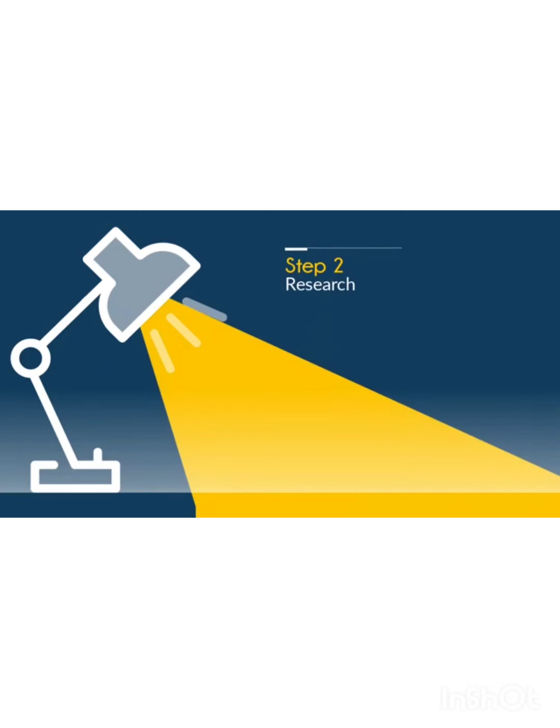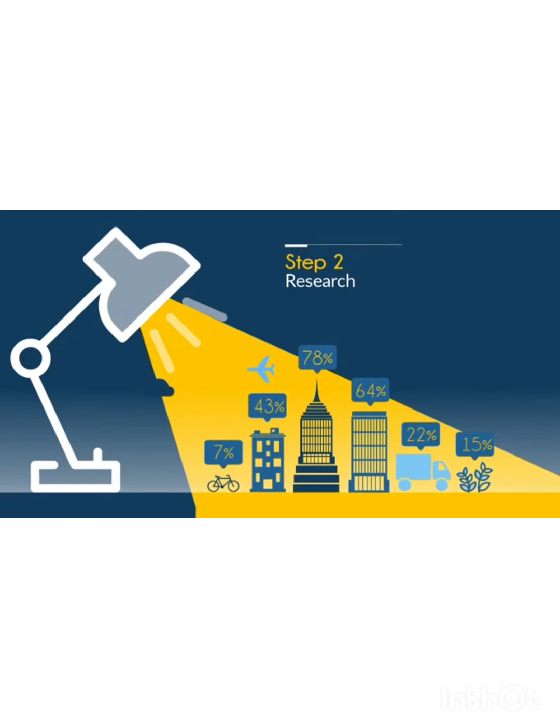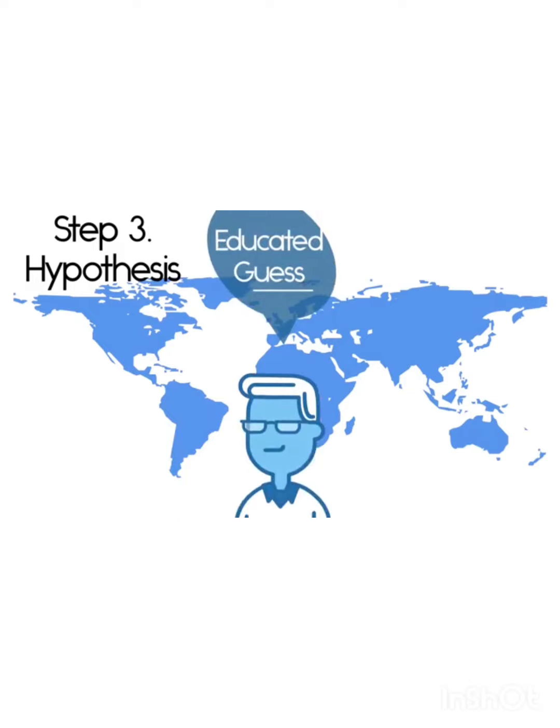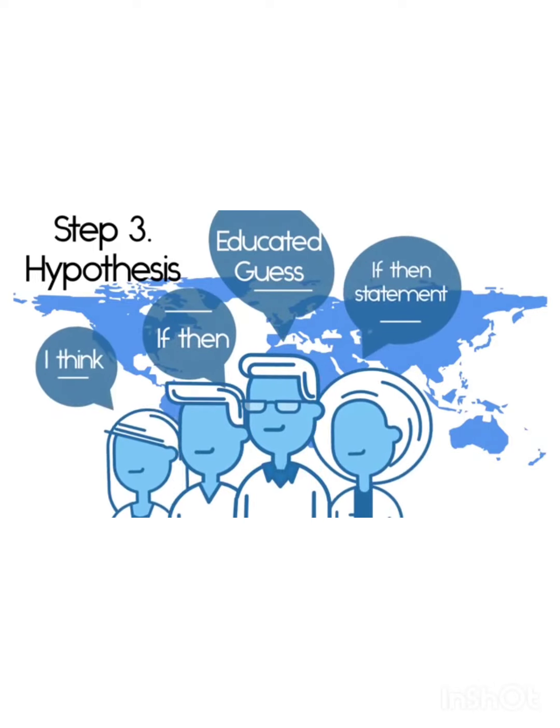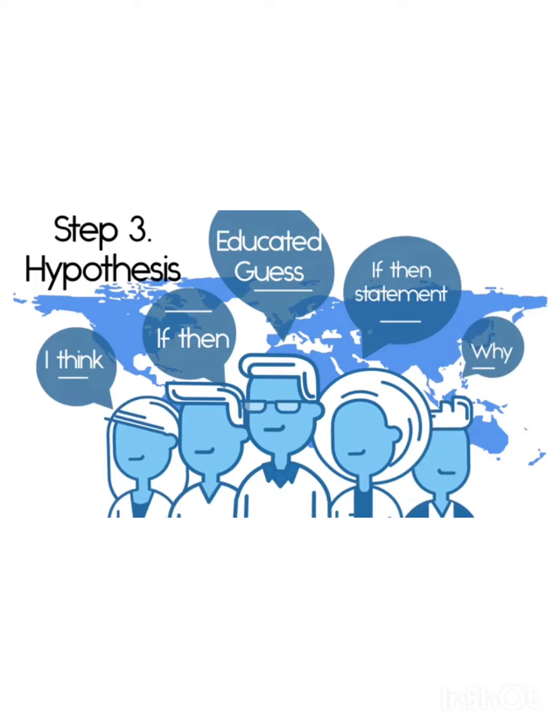Step 2 is research. The research can take a form like looking on the internet, talking to other people, reading scientific books, magazines, and journals. Step 3 is form a hypothesis. It is an educated guess.